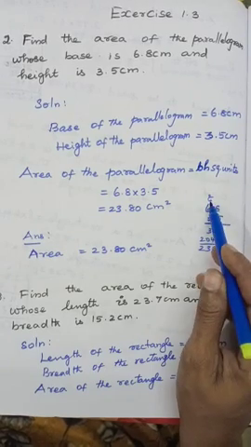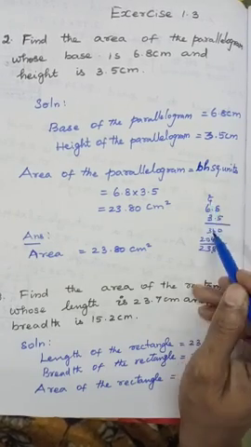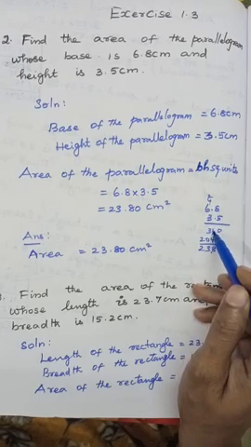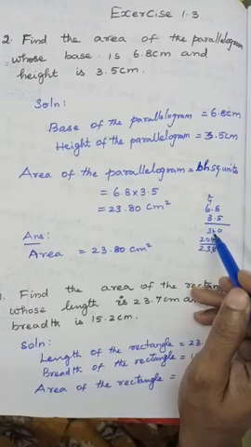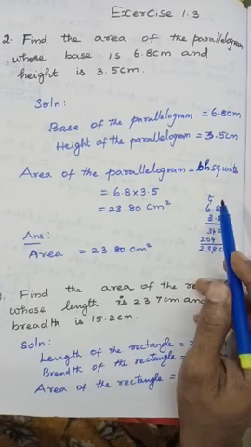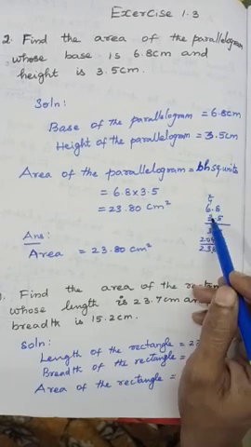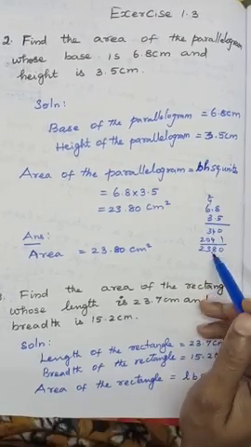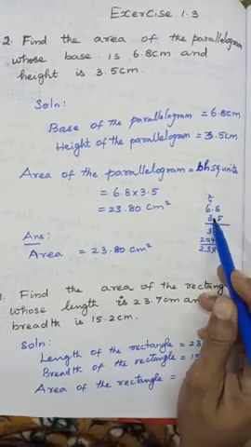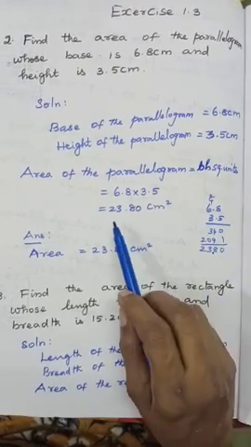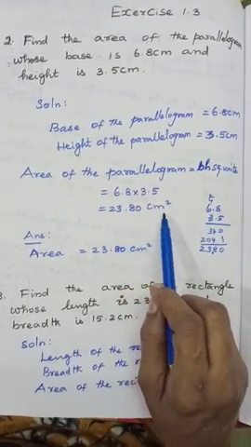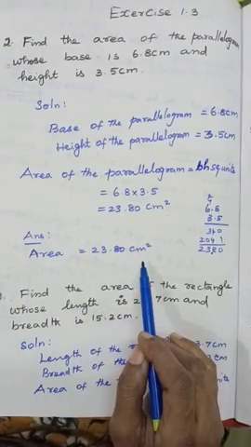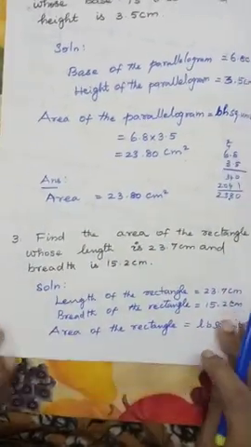5 8s are 40, remainder 4. 6 5s are 30 plus 4 is 34. Then 3 8s are 24. Remainder 2. 6 3s are 18 plus 2 is 20. Now add 0, 8, 3, 2. After 2 digits you have to keep the point. So 23.80 centimeter square. So area of a parallelogram is 23.80 centimeter square.